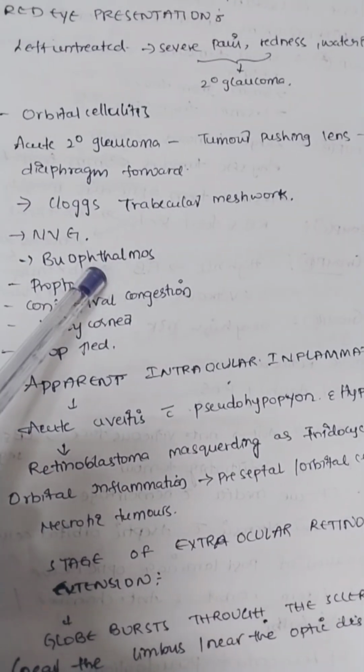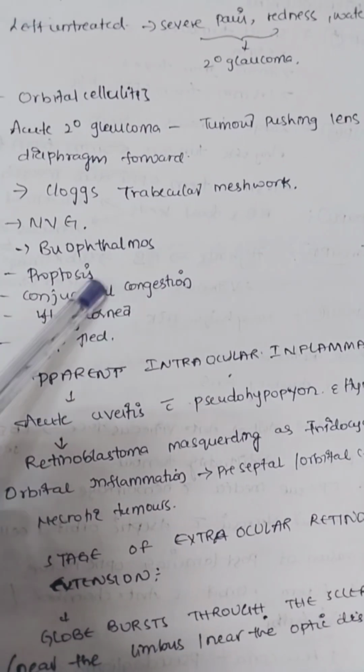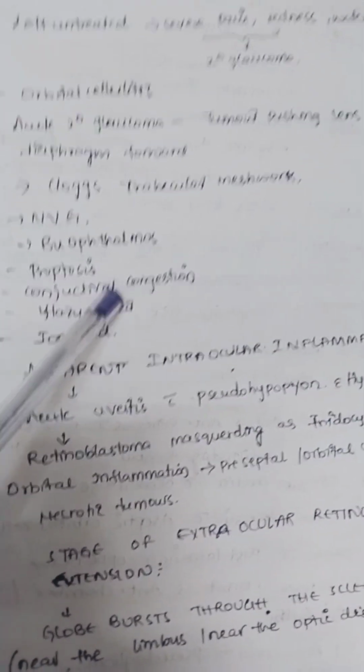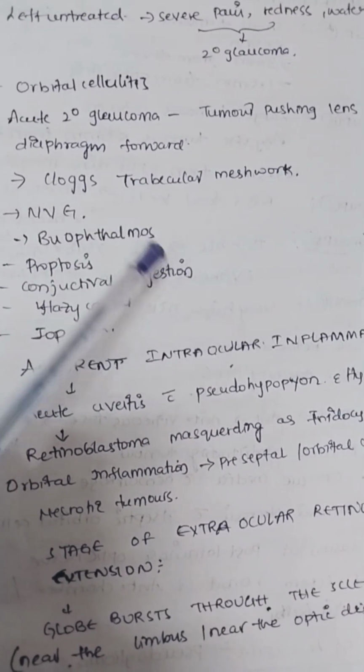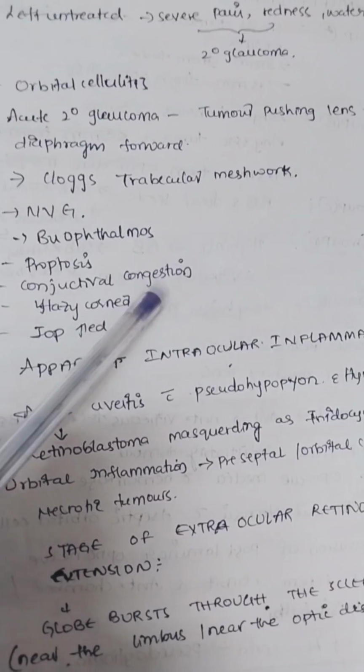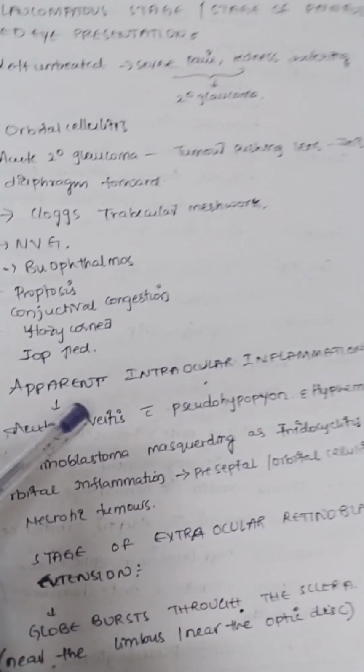Blue ophthalmos means forward protrusion, or bulging, of the eyeball. Proptosis, forward movement of the eyeball, you will see. Conjunctival congestion due to increased inflammation, right? So increased vascular supply, so you will see congestion. Hazy cornea will be seen. Intraocular pressure will be raised.